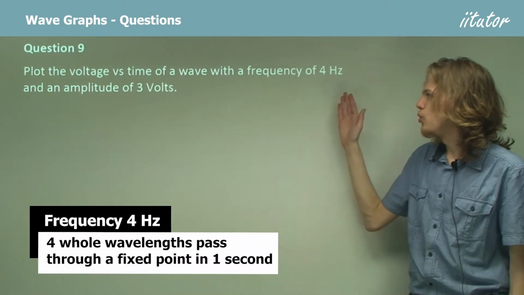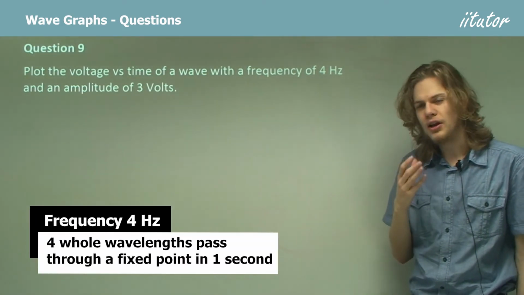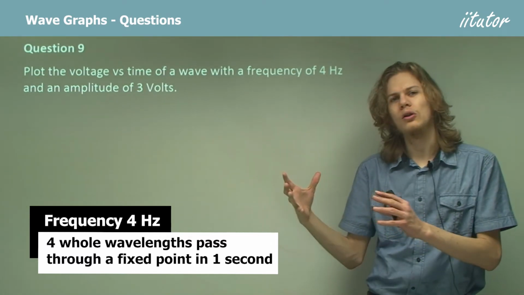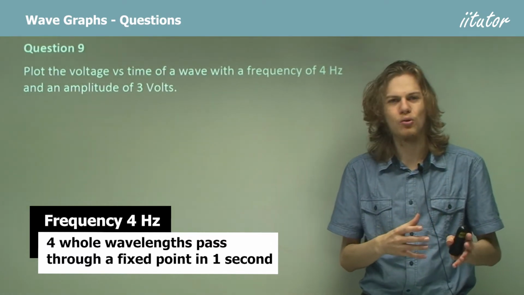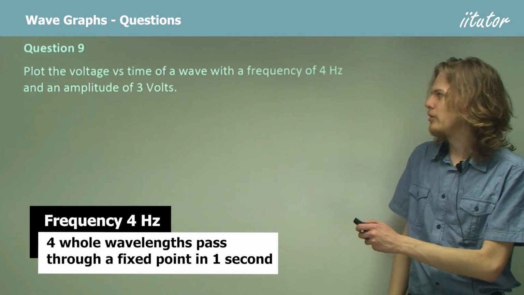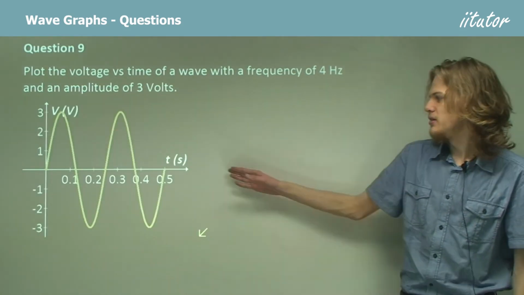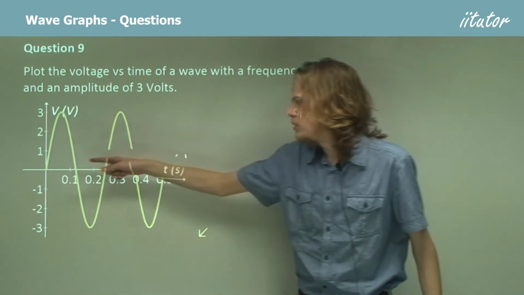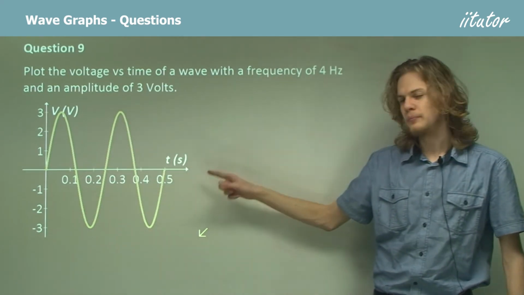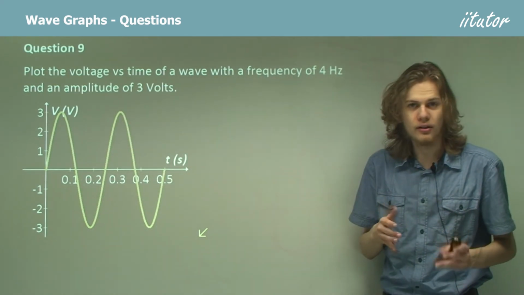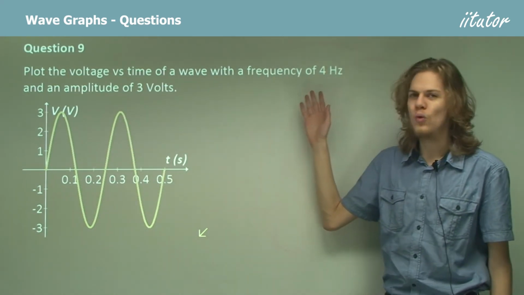So if it has 4 Hz, that means that in 1 second, 4 whole wavelengths will pass through the particular point that we're looking at. So our graph will look something like this. We can see that in 0.5 seconds, we have 2 whole wavelengths. That means that in 1 whole second, we'll have 4 whole wavelengths.